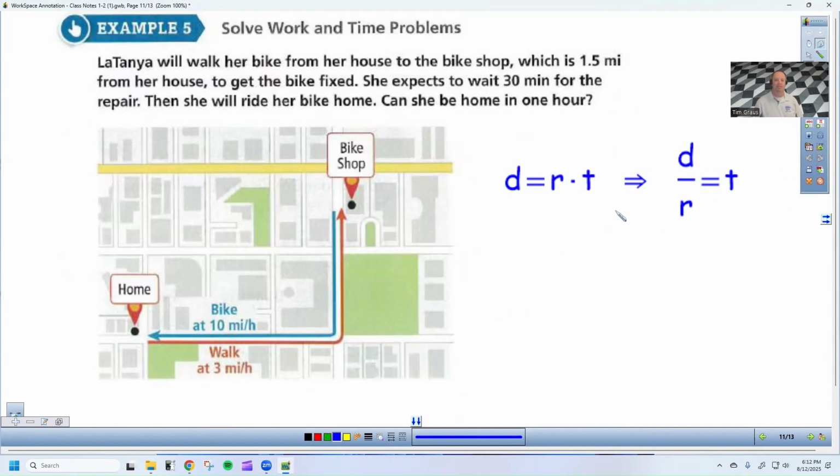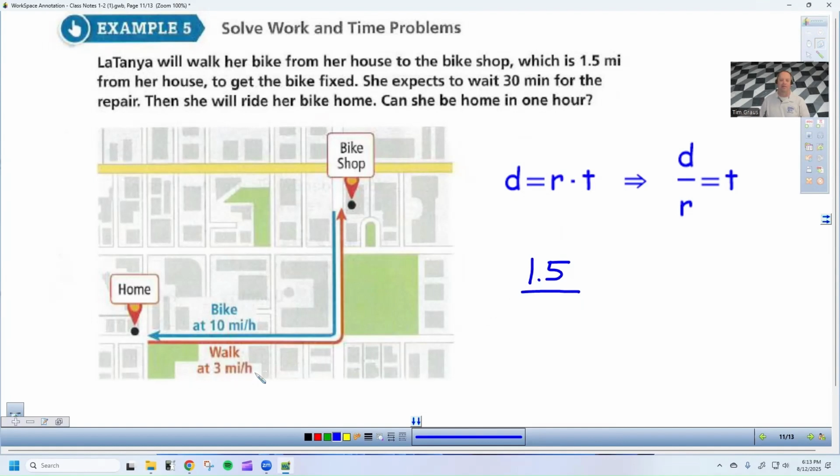illustrate a relationship here. Distance is equal to rate times time. So distance divided by rate is equal to time. I'm going to try to add up the amount of time this is going to take and see if it can be less than or equal to 1 hour. So first, LaTanya walks her bike to the shop. She has a distance of 1.5 miles and she has a rate of 3 miles per hour.